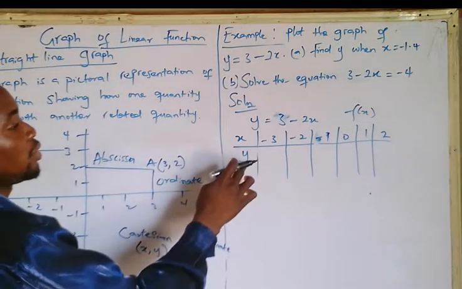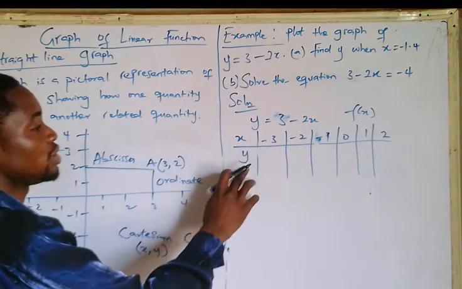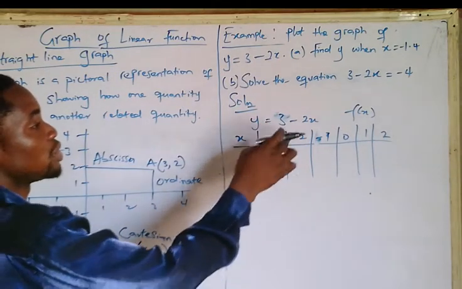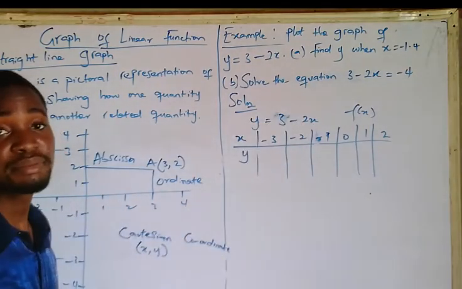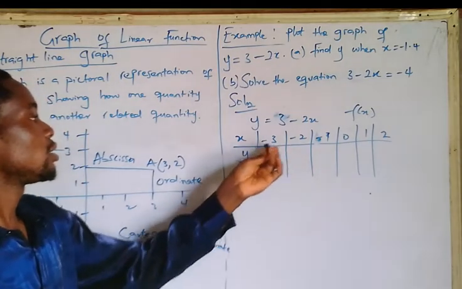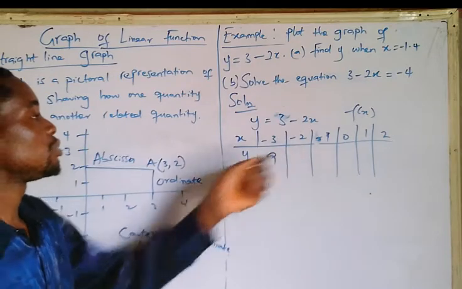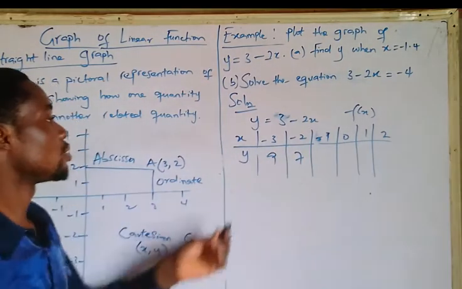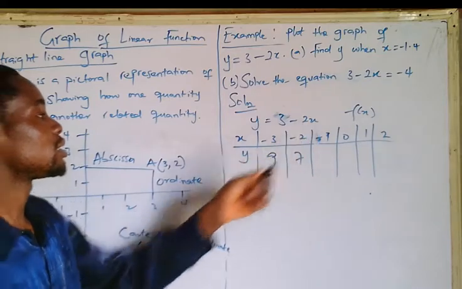Now, when x is minus 3, what will be my y? Put it inside this equation. When x is minus 3, my y will be 3 minus (-6), that's 3 plus 6, that's 9. Then this will become 3 minus (-4), that's 3 plus 4, that's 7. Then this is 3 minus (-2), that's 5.